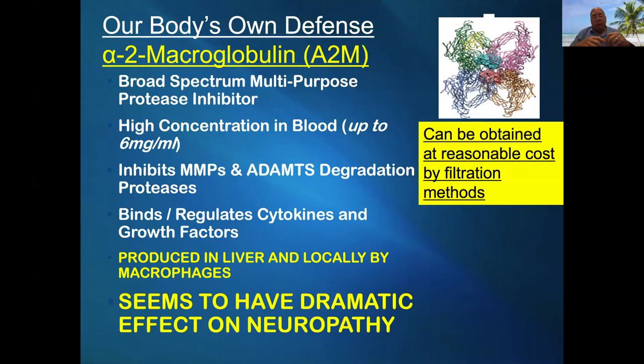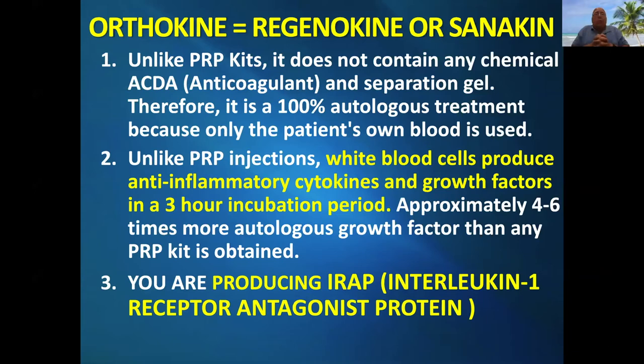Now, another mention I'm going to make here is something called Regenokine or Orthokine. And this is very popular in Germany by Dr. Peter Willing. What he's doing is he's basically getting whole blood. He's incubating it with glass beads for about 3 or 4 hours at pretty much body temperature. Again, temperatures are very important in the regenerative world because a high temperature, low temperature can have various effects. But basically what you're getting with your Regenokine is interleukin-1 antagonist, basically IRAP.